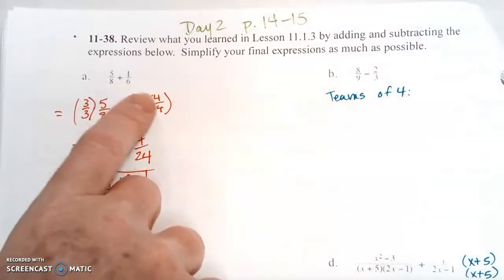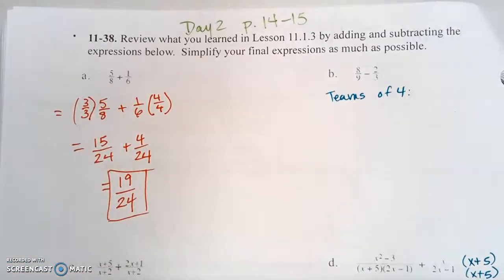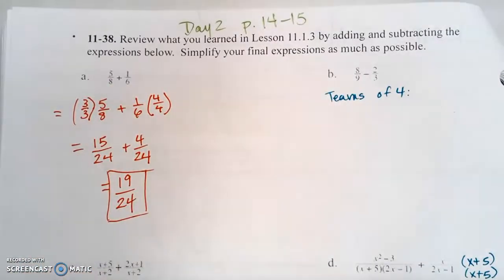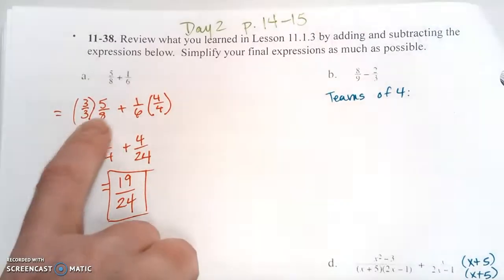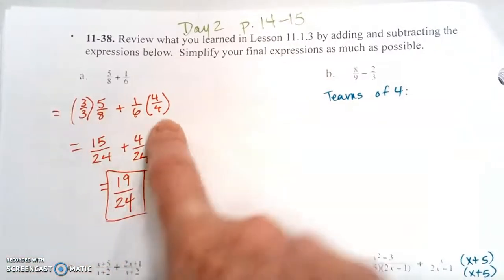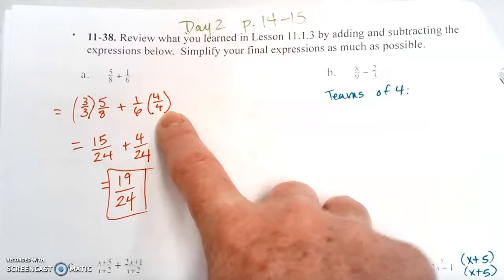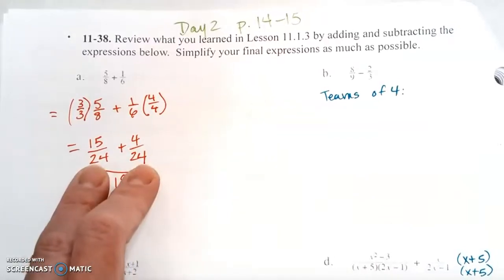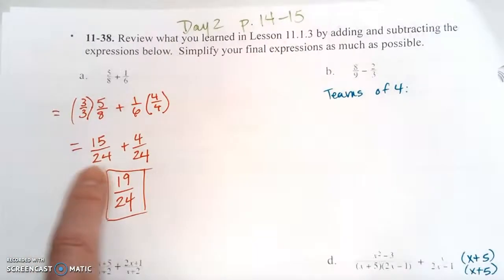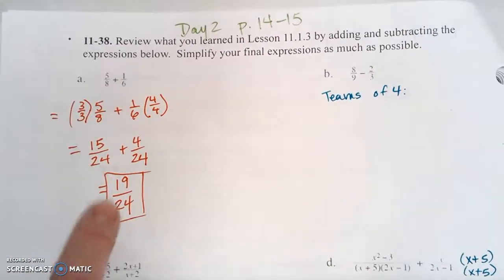So we're looking for common denominators. Right now we have a denominator of 8 and a denominator of 6. That means the common denominator is going to be 24. So I need to multiply the first expression by 3 over 3 and multiply the second expression by 4 over 4. That gives us our common denominator of 24 and 24. So we add straight across the 15 plus the 4. So our answer is 19 over that common denominator of 24.